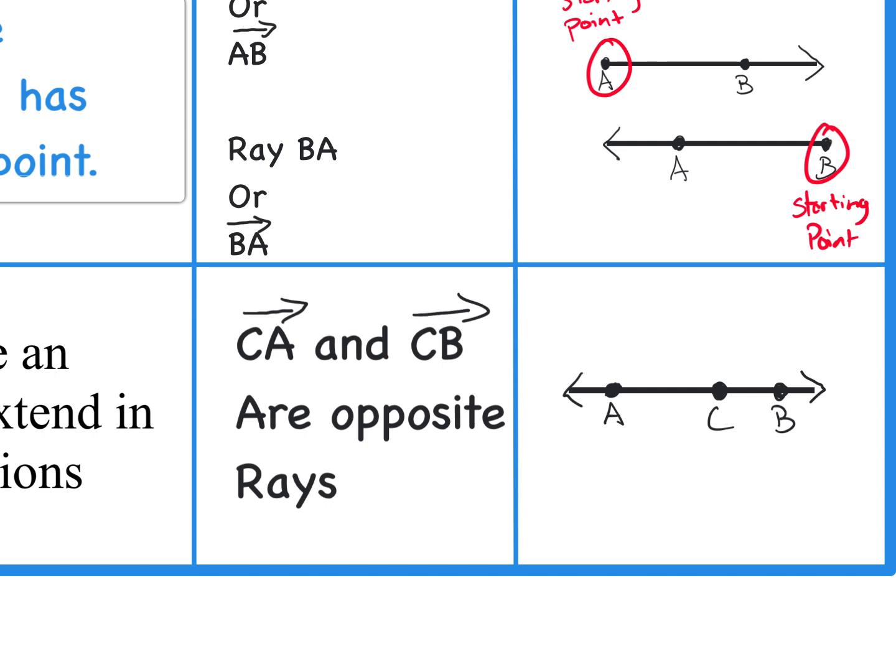So anytime, basically it'll have a line and you have at least 3 points. The easiest way to remember it, pick the middle point. What's the middle point here? C. So that's our starting point. And then I want to go to the left. What's the name of that ray starting in the middle and going left? CA. Okay. So ray CA. And then what is it starting in the middle and going right? CB. So I would say ray CB and ray CA are opposite rays. Questions?